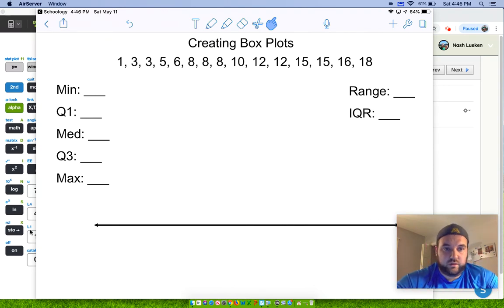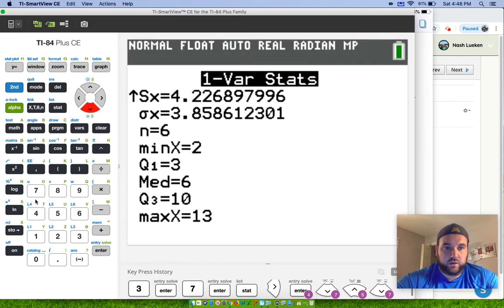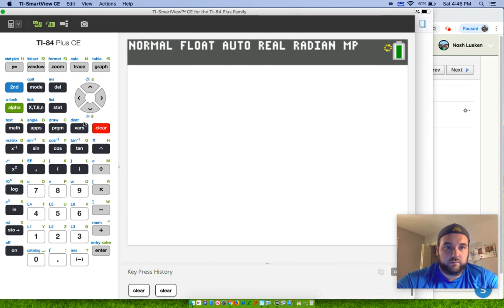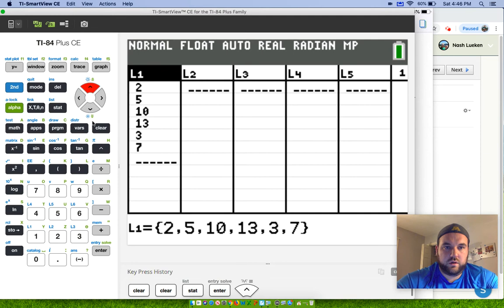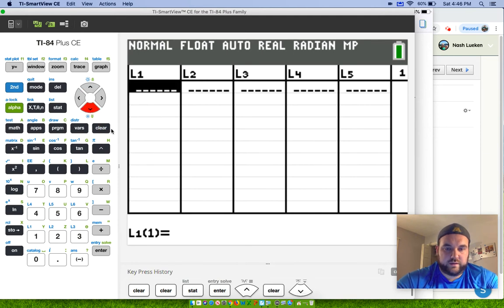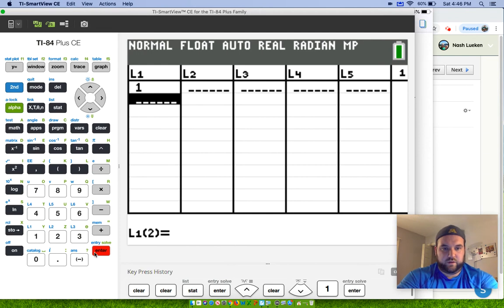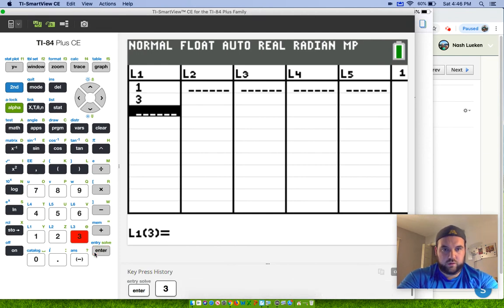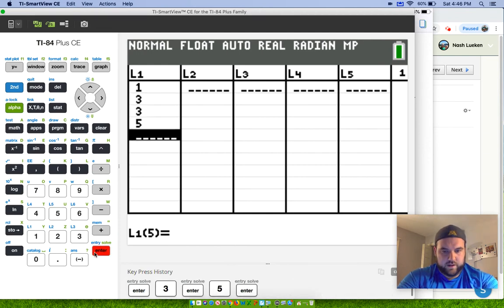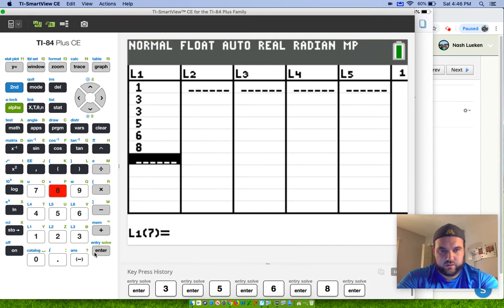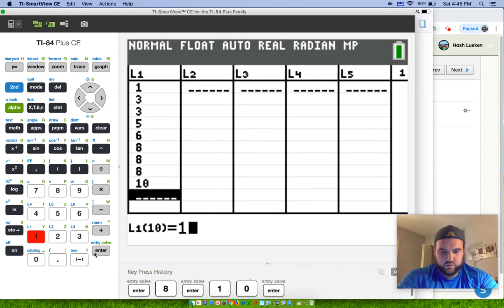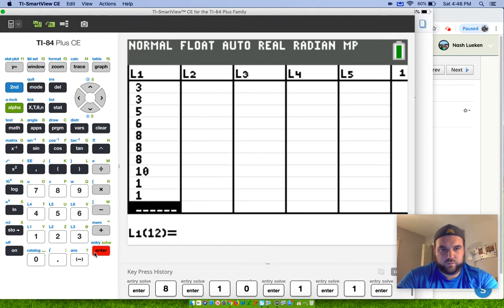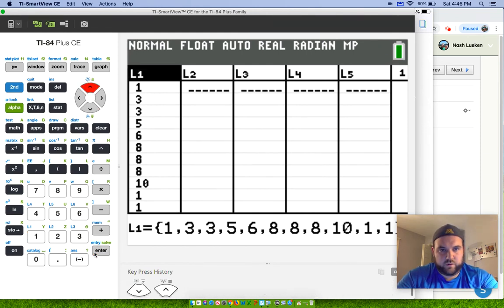So what I need to do is go to the calculator. You could do all this by hand, but it's so much easier just to type in the calculator. So I'm going to clear out the data set. I'm just going to type in these numbers. Bear with me while I see if I can use the keyboard. 1, 3, 3, 5, 6, 8, 8, 8, 10, 12, 12. Nope. Oops, too quick.